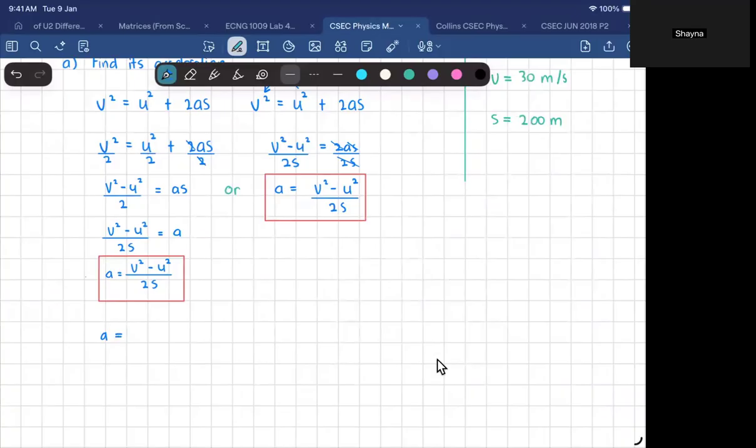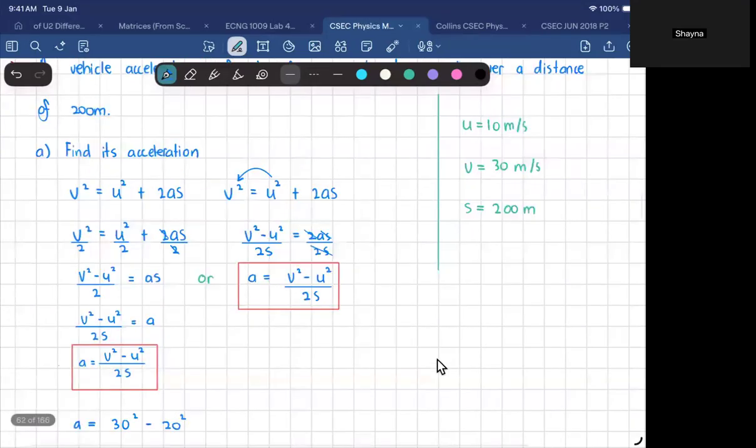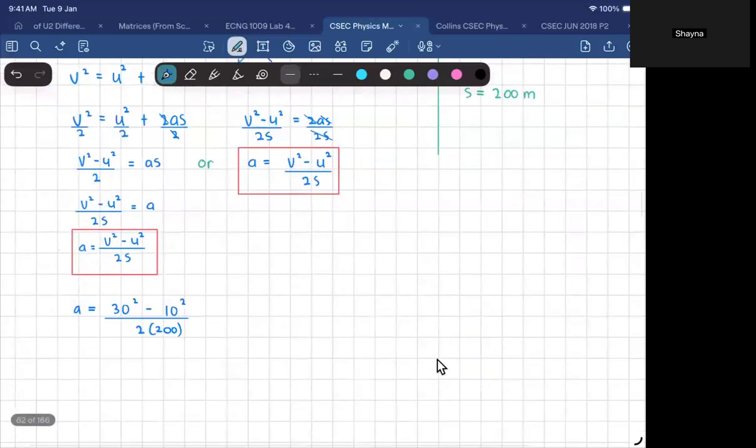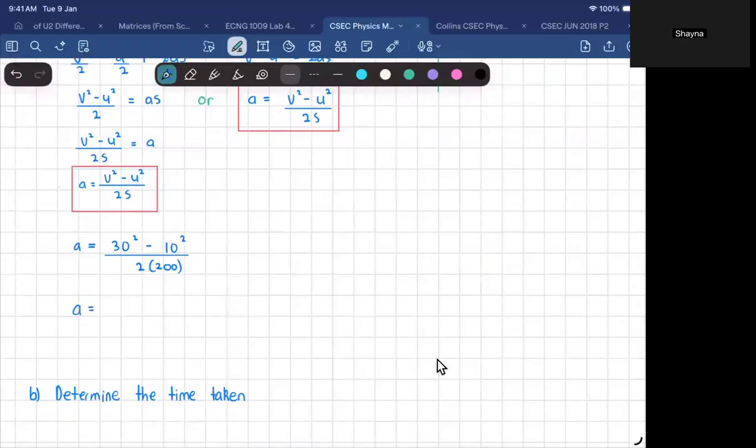So a would be equal to 30 squared minus, I think it was 10. Right? And the displacement was 200. And 30 squared is 900. 900 minus 100 will be 800. 800 over 400 is 2. Just confirm if you're getting 2. Yes, sir. Okay.